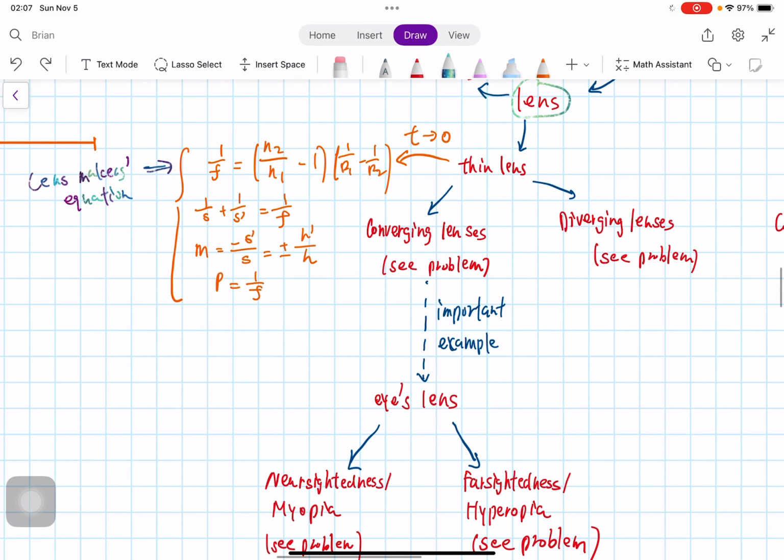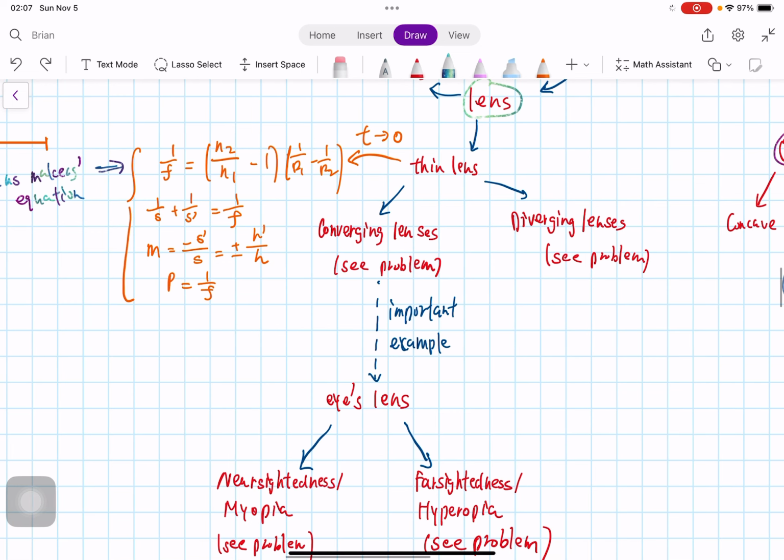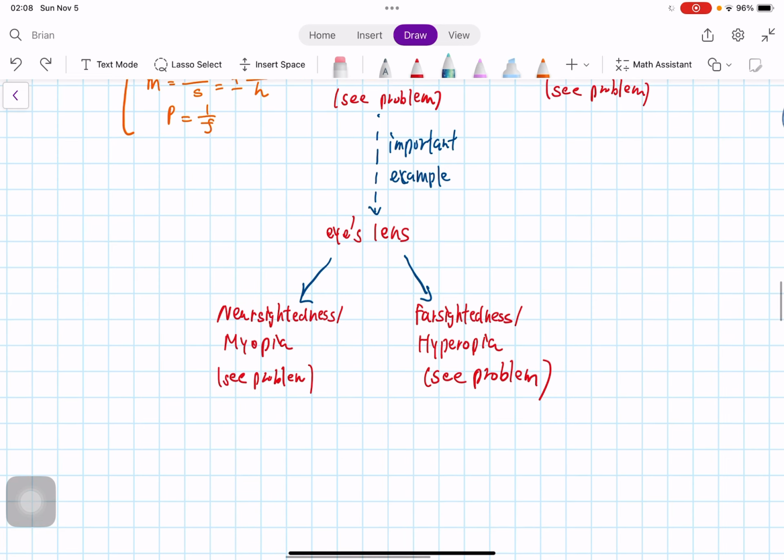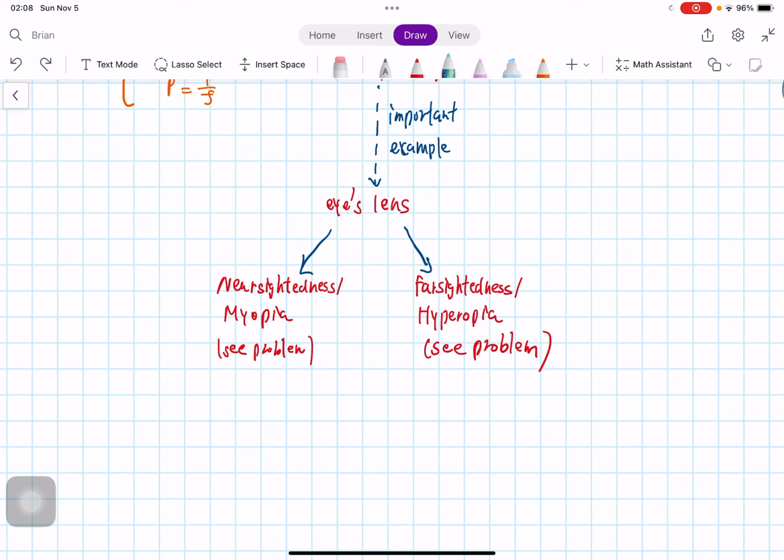So after we look at thin lens, we have converging lenses and diverging lenses. I include both a problem with it. And for converging lens, there's a very, very important example. That is the eye's lens. Our eye's lens is a converging lens. And that gives us two phenomena, which are nearsightedness, also called myopia, and farsightedness, called hyperopia. And I included two problems for it.